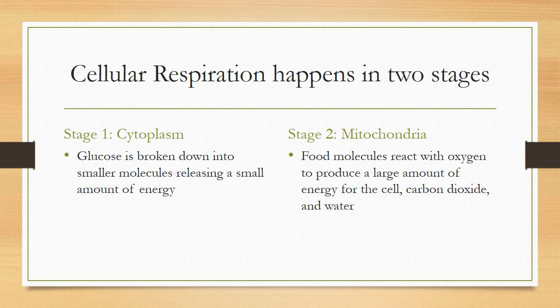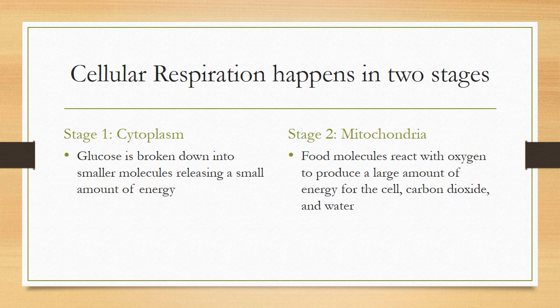Cellular respiration, just like photosynthesis, happens in 2 stages, and these 2 stages can be found on page 52 of your book. Stage 1 takes place in the cytoplasm, and this is where glucose is broken down into the smaller molecules, releasing a tiny amount of energy. So this would be your lysosomes helping out in this case.